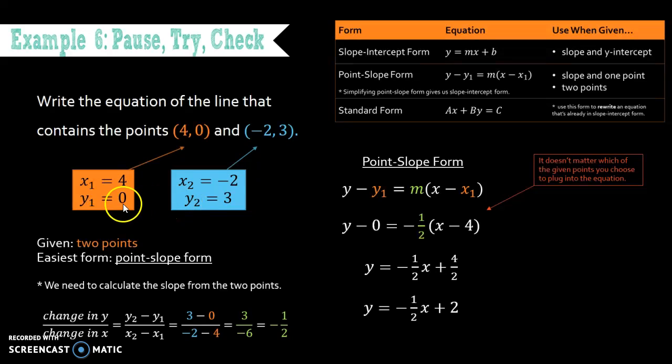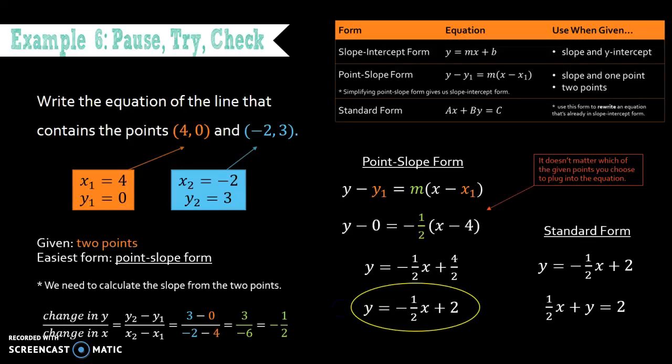Anytime that I see a point with a 0 as one of the coordinates, I like to use that just because it makes the math a little bit simpler. When you simplify, you get that y equals -1/2 x plus 2, and we can rearrange it to produce the standard form of 1/2 x plus y equals 2.